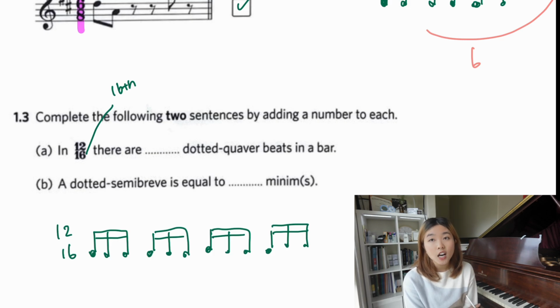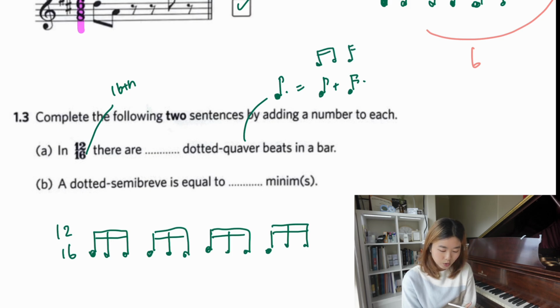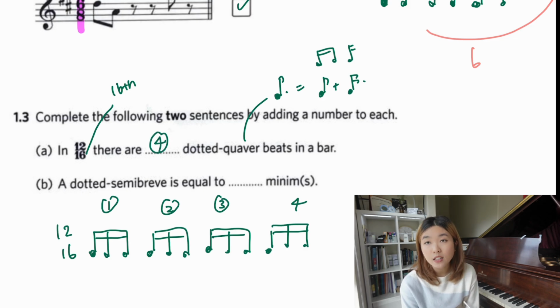And then what is a dotted quaver? Quaver is an 8th note with a dot. Okay, so how to find the value of the dot would be an 8th plus half of its value, which is 16. Okay, so which means it contains 3/16 in total. So we have 1, 2, 3, 4. So there are 4 dotted quaver beats in the bar.